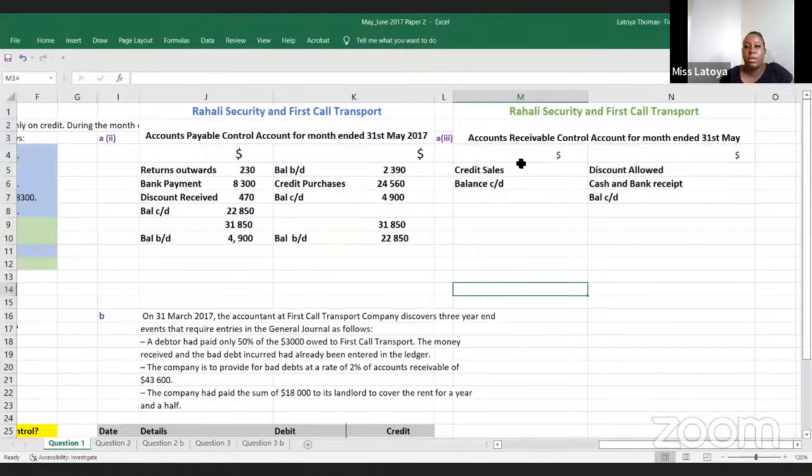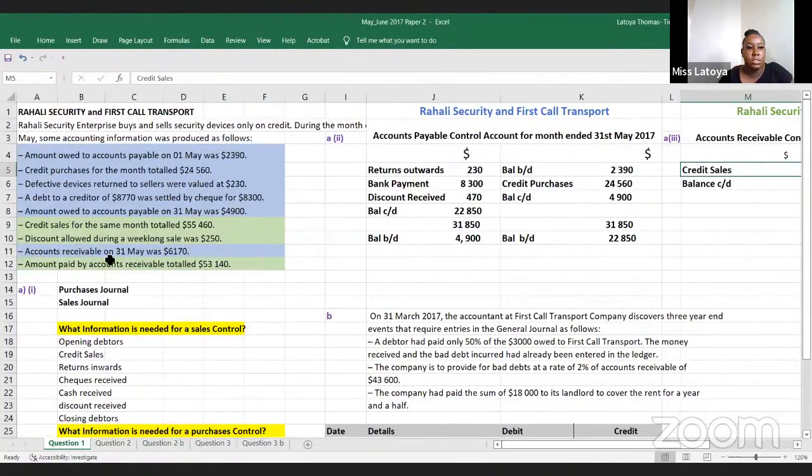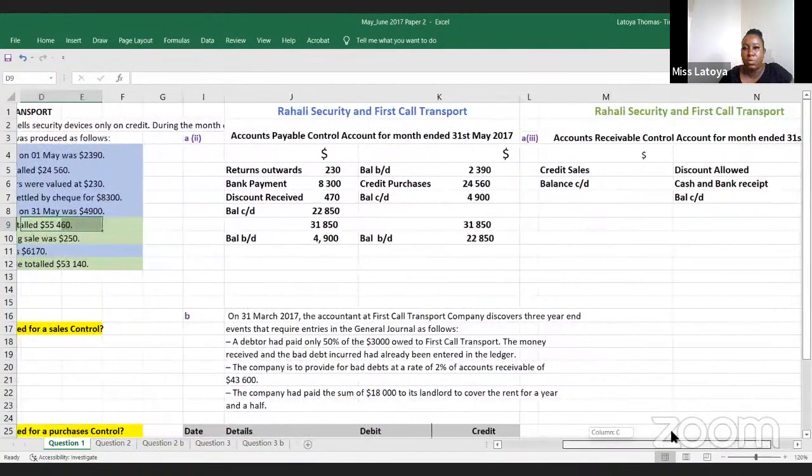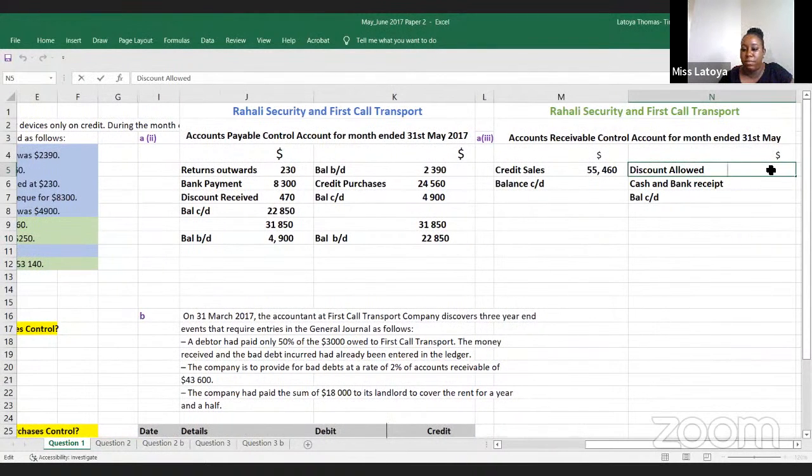Good. So our credit sales figure for this question, credit sales is 55,460. That's it there, so I'm going to write it in. 55,460. The discount allowed figure was 250. It's right here. 250.